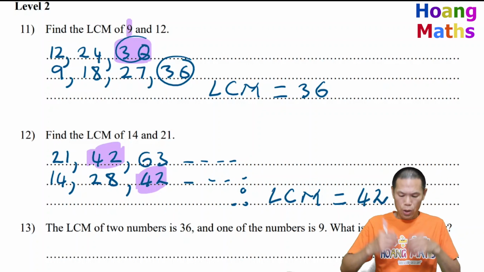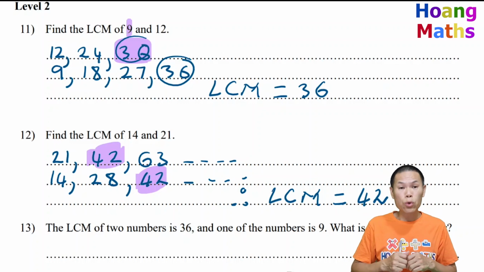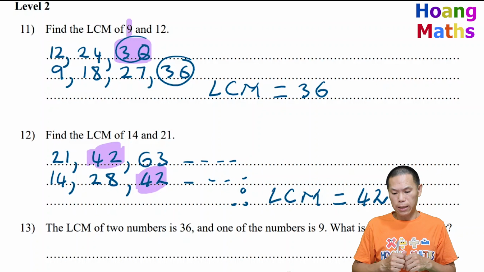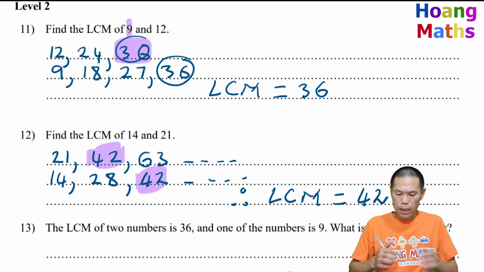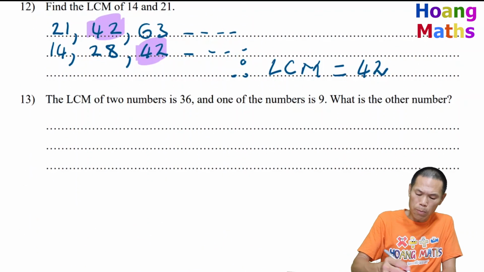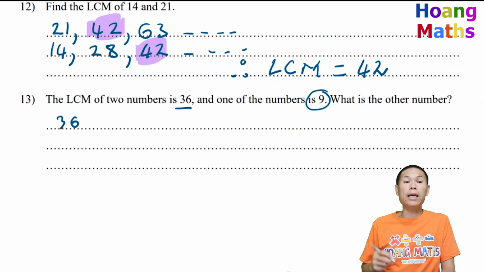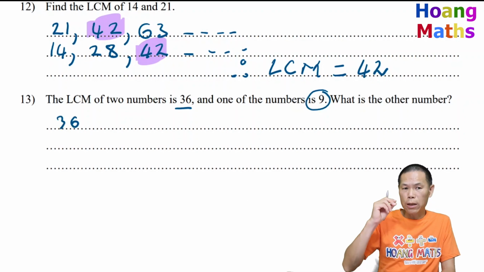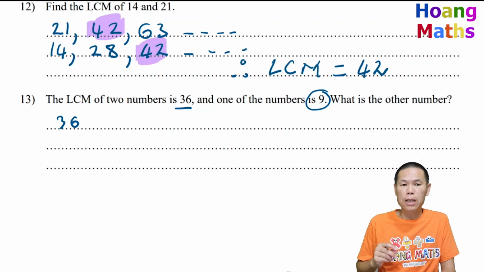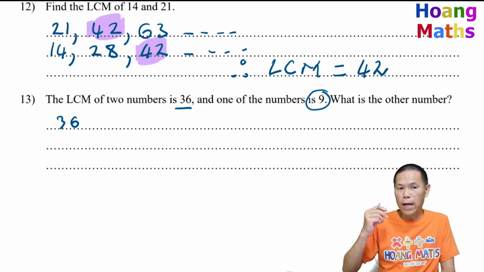Number 13. The lowest common multiple of 2 numbers is 36 and one of them is 9. So we need to find the other number. We know that the lowest common multiple is 36, and we already know 9 is one of them. So we know that 9 times a number gives me 36. So it should be 4, right?